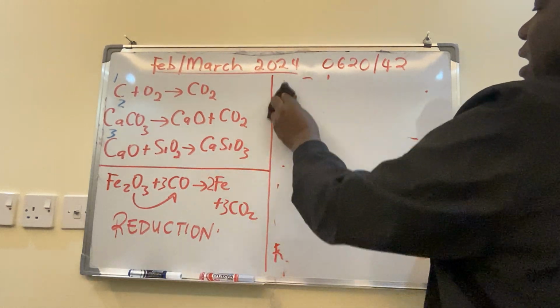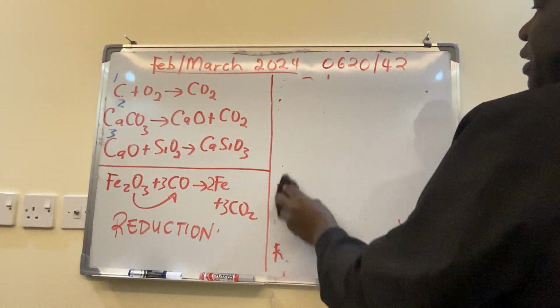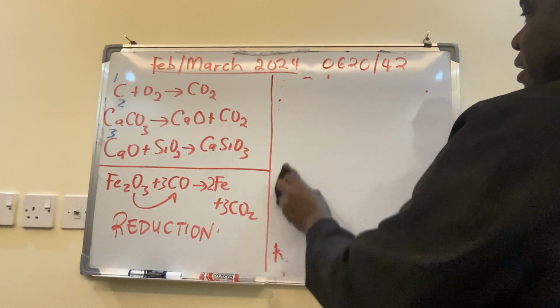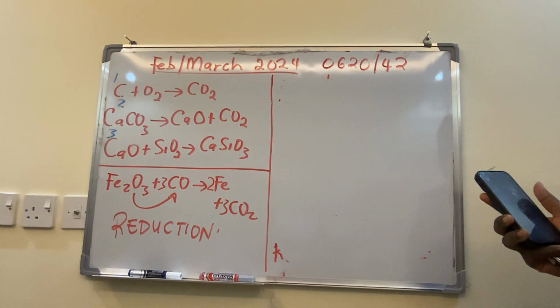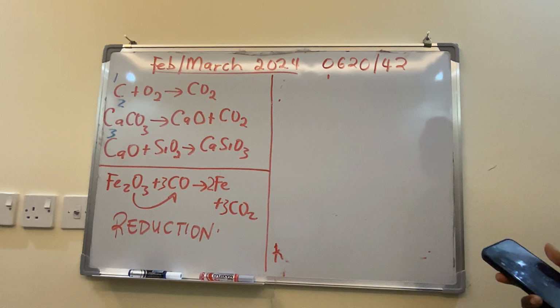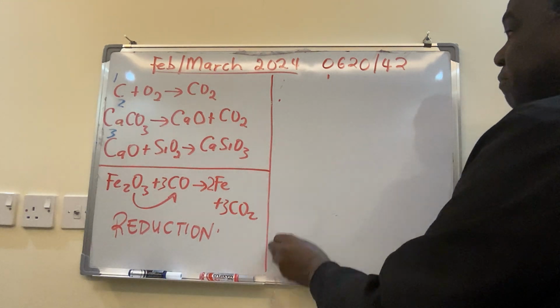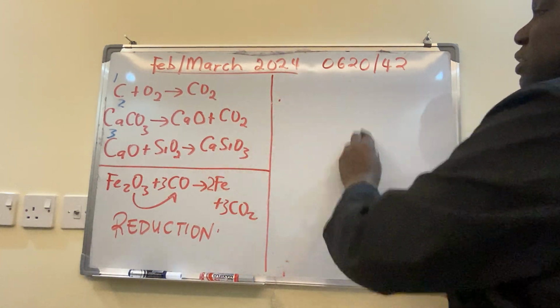That's what we want to do now. We have equation 1, equation 2, and equation number 3. Okay, right. So we want to look at the next question, which says, state the type of reaction shown by equation 2.